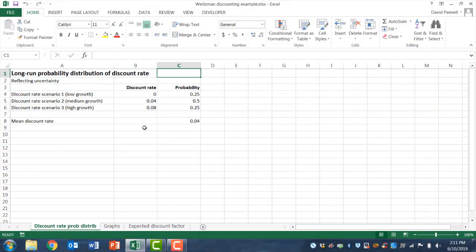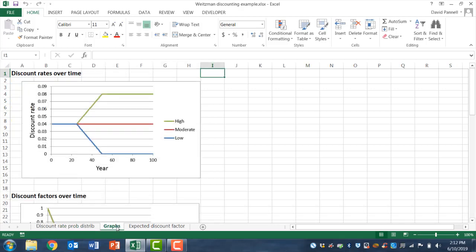The purpose of this video is to illustrate Weitzman discounting using a simple numerical example. I'm representing uncertainty about the discount rate using a very simple three-level discrete probability distribution. In this case I've got only three levels, the lowest rate being 0, then 4% and 8%, and the probabilities of those different levels are 0.25, 0.5 and 0.25. That information together constitutes a probability distribution, and the expected discount rate is 4%.